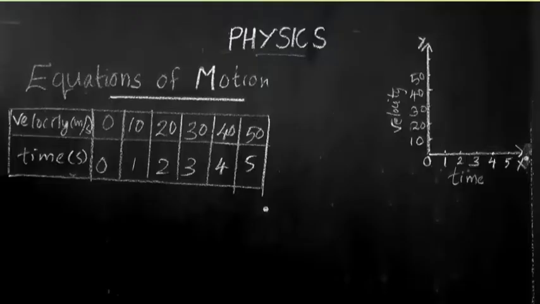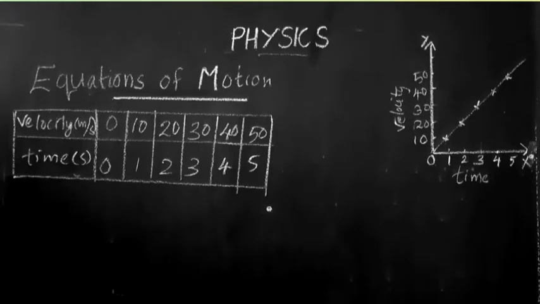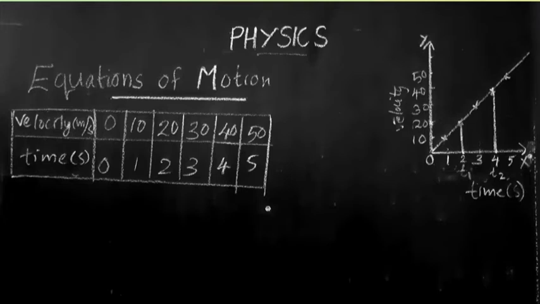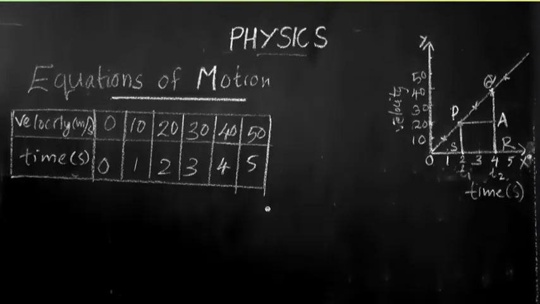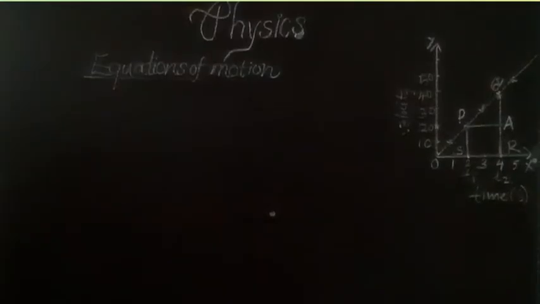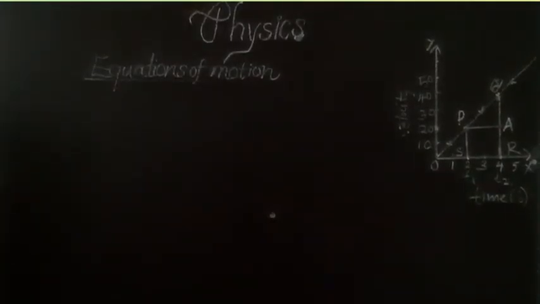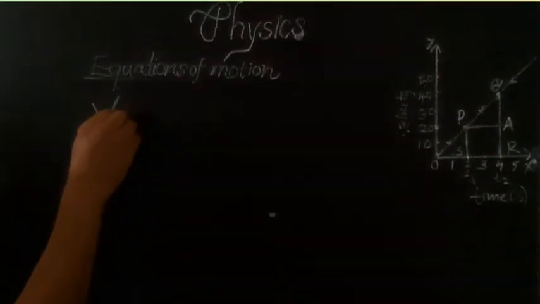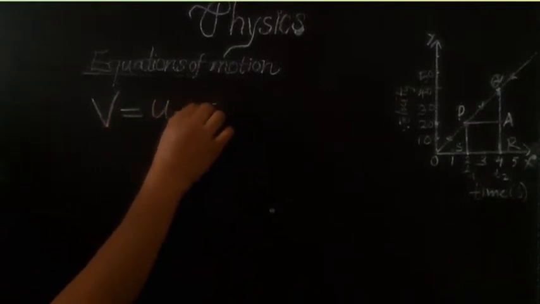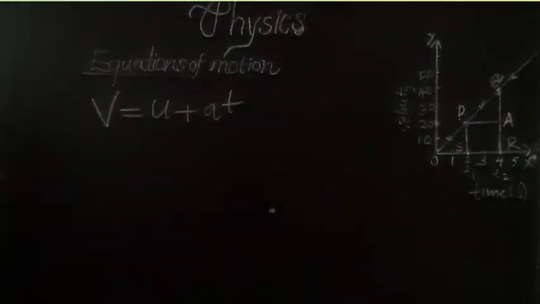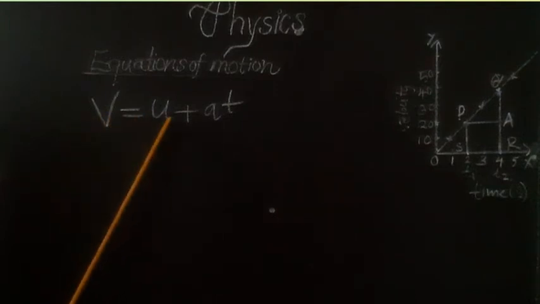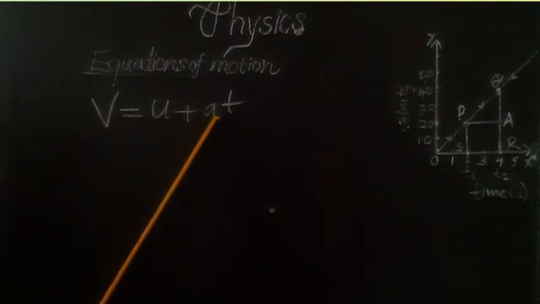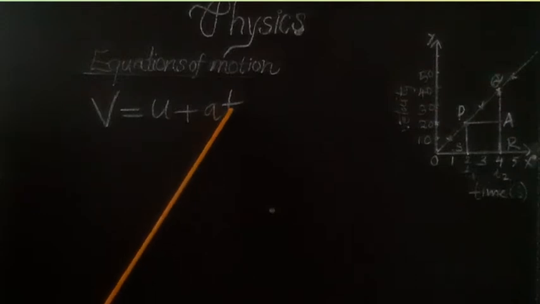So, for deriving equations of motion, let us draw a velocity time graph. Here we have to consider the velocity time graph of an object traveling with uniform acceleration. Now let us derive the first equation of motion, which is known as the velocity time relation. It is v is equal to u plus at. Here v is final velocity, u initial velocity, a acceleration, and t time.